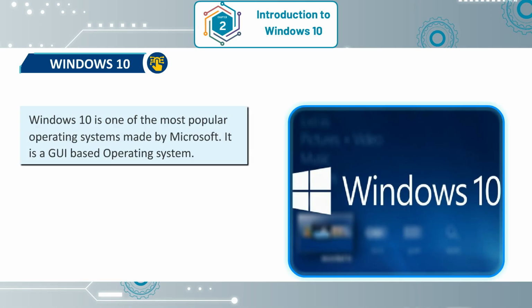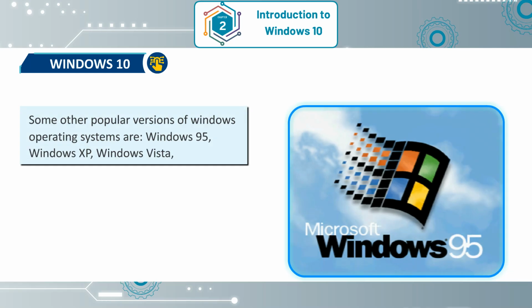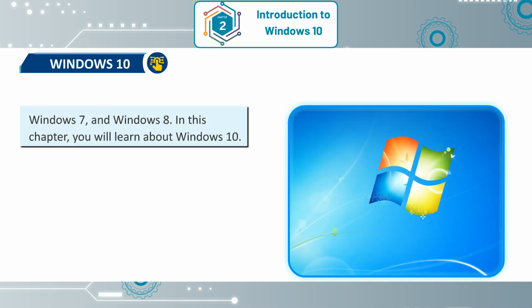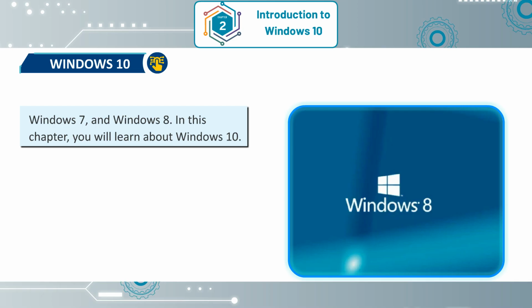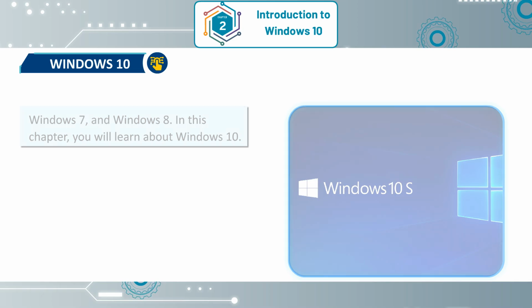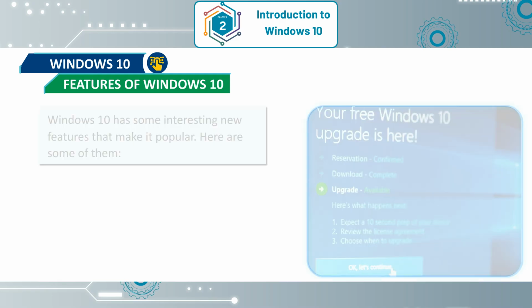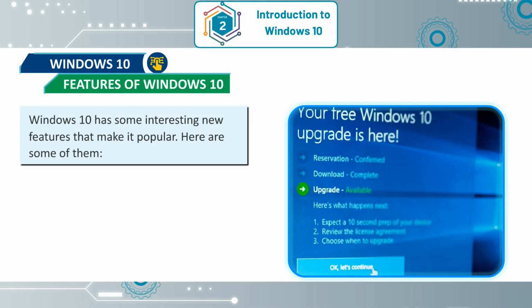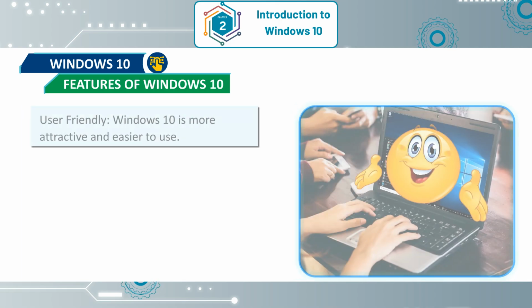Windows 10. Windows 10 is one of the most popular operating systems made by Microsoft. It is a GUI-based operating system. Some other popular versions of Windows operating systems are Windows 95, Windows XP, Windows Vista, Windows 7, and Windows 8. In this chapter, you will learn about Windows 10. Features of Windows 10. Windows 10 has some interesting new features that make it popular. Here are some of them.